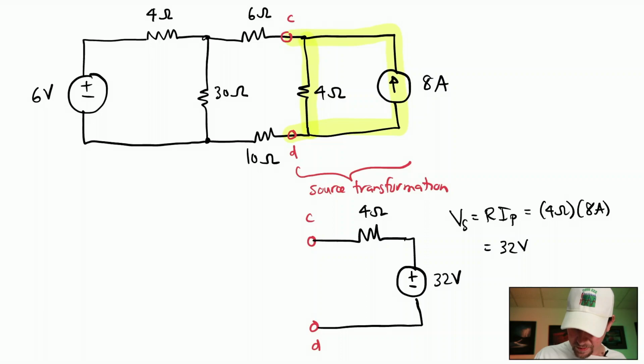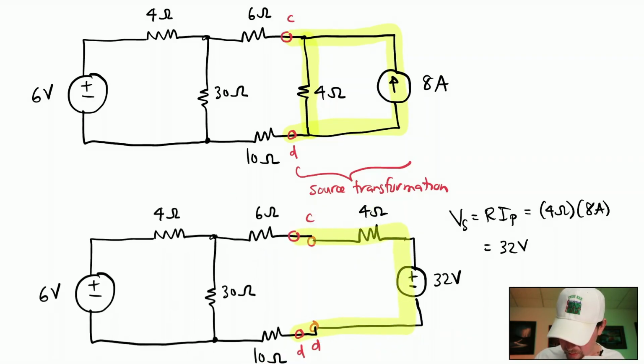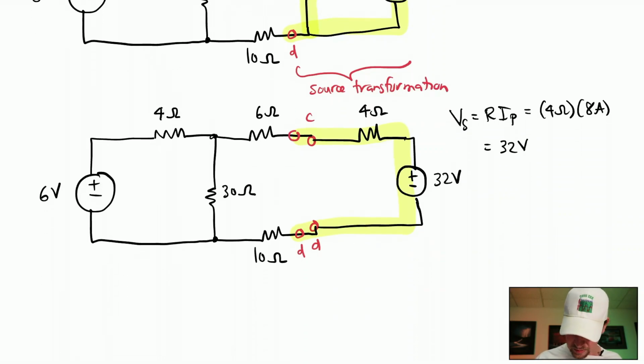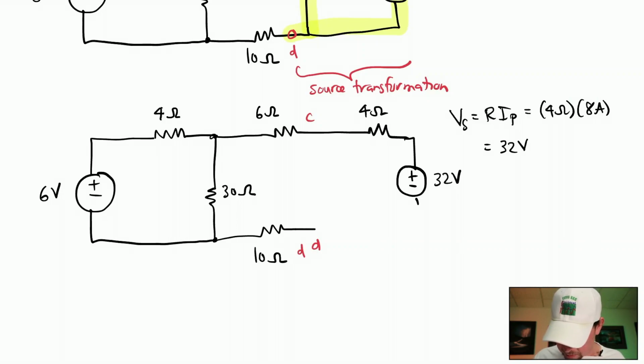So let's see if I can carefully cut out and duplicate this portion of the circuit. And what I now want to do is paste it there, and let's clean this up a little bit. So we had a 6 ohm resistor, a 4 ohm resistor. Down here we had a 10 ohm resistor like this. And this is the new circuit that we're left with with respect to the terminals C and D that were right there.